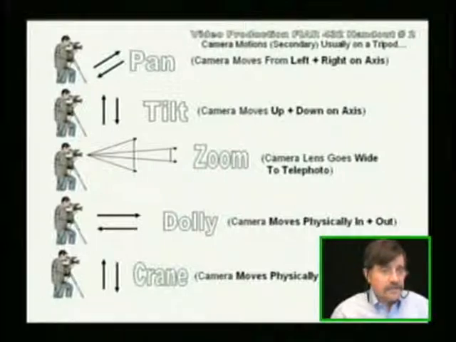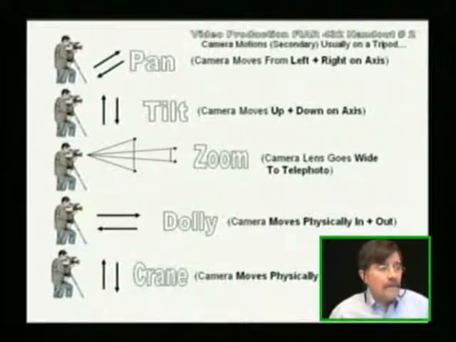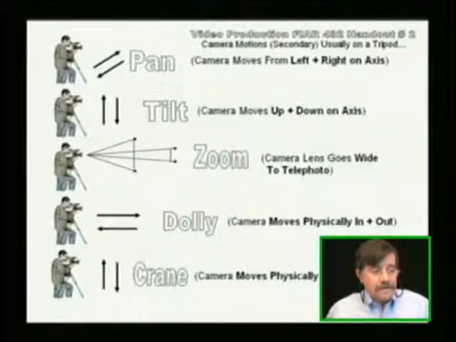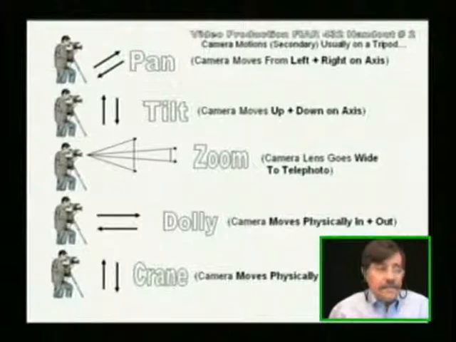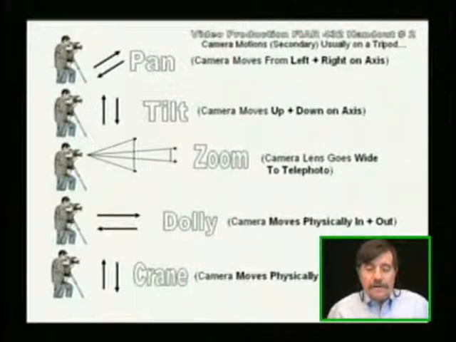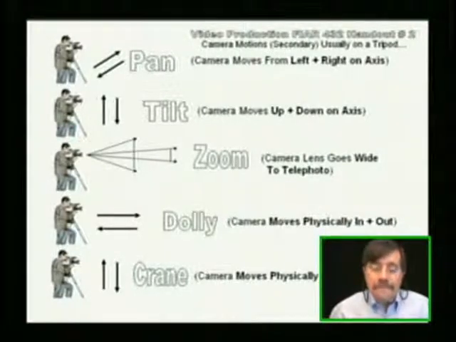You'll see here, this is part of handout number 2. They are the pan, the tilt, the zoom, the dolly, and the crane. We're going to discuss each of these and discuss their implications in the art of video.